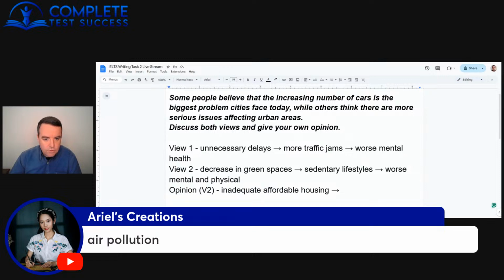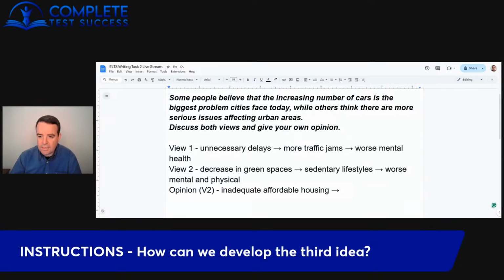Hi, Ariel. So you're talking about air pollution. Yeah, we could talk about air pollution for sure. But again, are you talking about the first idea or the second idea? And we already had Stan saying that a decrease in green spaces leads to more air pollution, which is true. But again, what's the connection between that and the fact that it makes the decrease in green spaces a bigger issue than the increasing number of cars? So again, we just need to make sure it's really clear how those things are connected, or else we cannot use them in our essay. It's not going to get us the highest score possible.